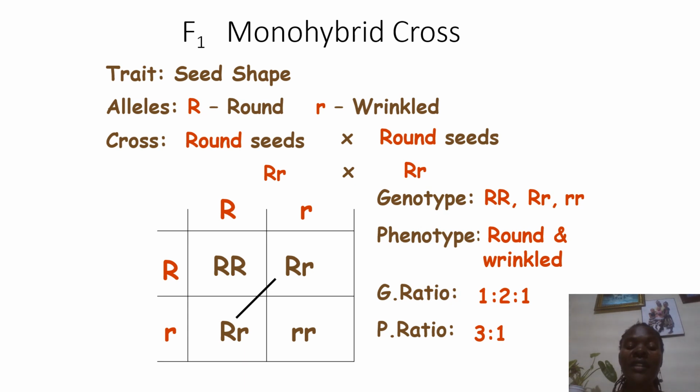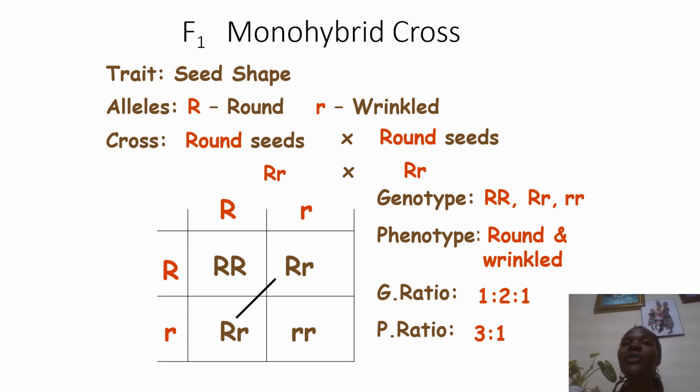These are the F1s now. If they are selfed, then we are going to have homozygous dominant in the first box, two heterozygotes, and then homozygous recessive in the last box, such that we are talking about the genotypes.